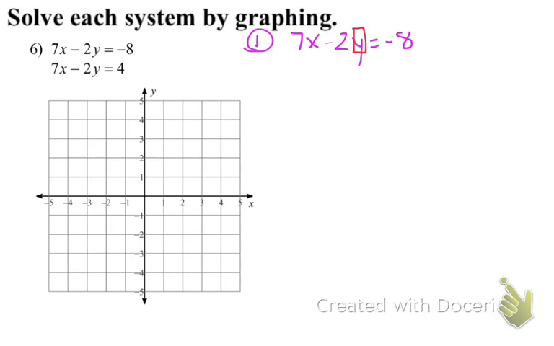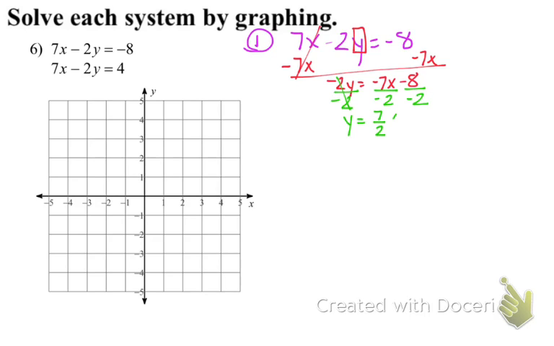So if I'm getting y all by itself, I'm going to subtract 7x from both sides to get -2y equals -7x minus 8. Following that, I need to divide by negative 2, because negative 2 and y are being multiplied together. I'm trying to get y by itself, remember, which leaves me with y equals. Now a negative 7 divided by a negative 2 will give me positive 7 over 2x, and then negative 8 divided by a negative 2 will give me positive 4.